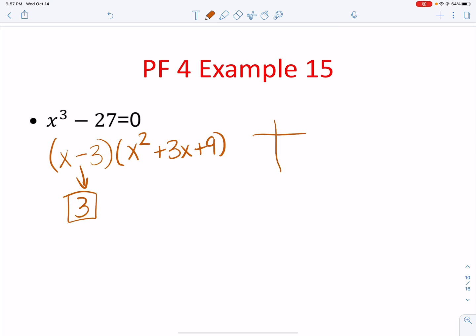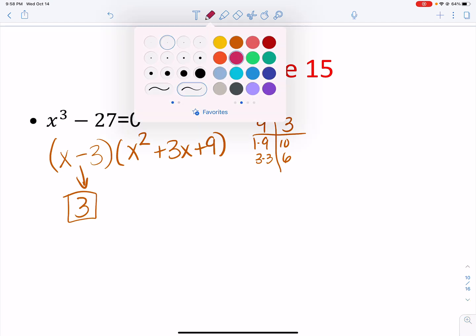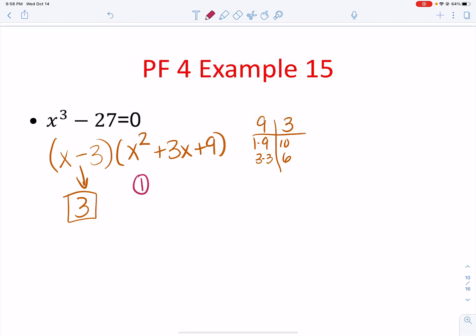If I look at this, I have factors of 9 that add up to 3. 1 and 9 adds up to 10. 3 and 3 adds up to 6. I don't have factors. So I can complete the square, or I can do the quadratic formula. So I'm going to complete the square first. So I would minus the 9 to the other side.